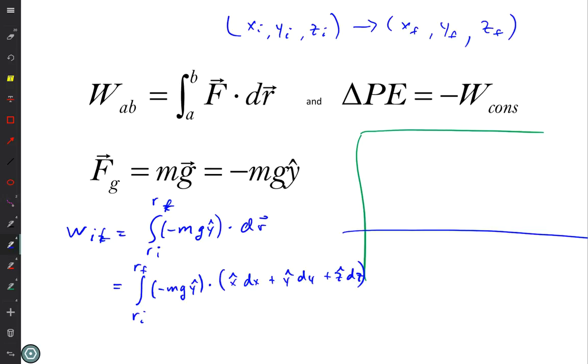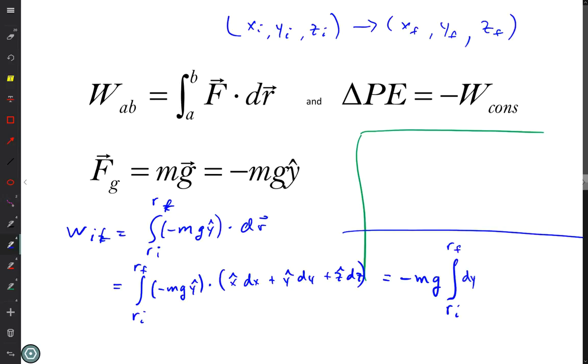The parallel parts. So if we look at this, I have the force is all in the y direction. So how much of the x direction is parallel to the y? None. How much of the y is parallel to y? All. How much of the z is parallel to y? None. So this collapses to a really simple integral when you do the dot product. This will become, bringing the constant out front, minus mg integral from r initial to r final of dy. What happened to the dx and the dz? There were zeros for those.